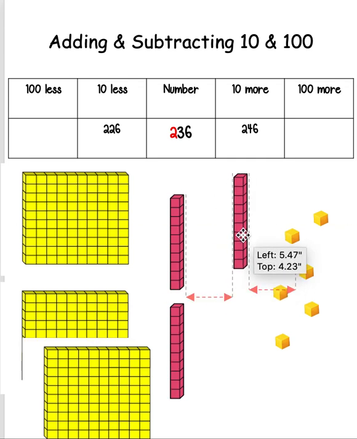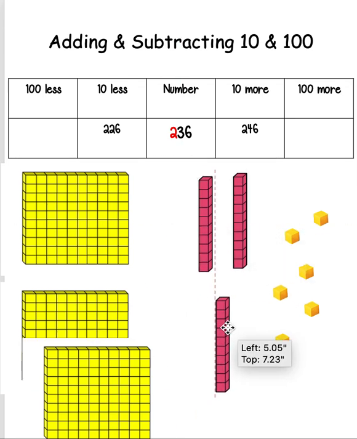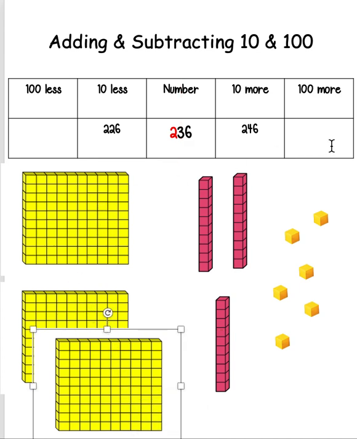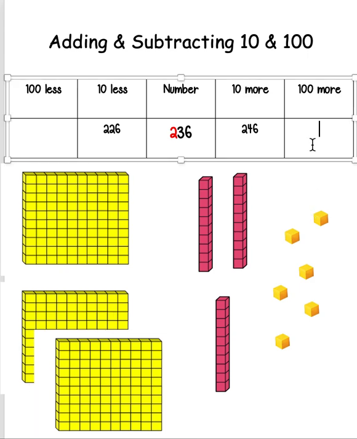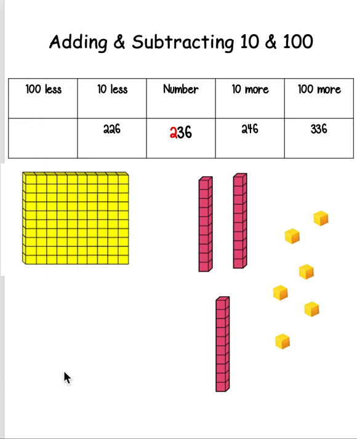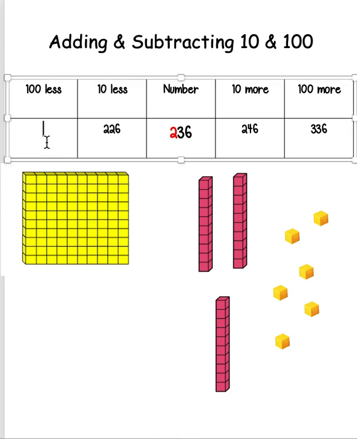Now this makes my number how much? How much do I have now? 336. Notice how again nothing happened to my tens and nothing happened to my ones. Okay? Back to our base number of 236. Now I want 100 less. So I'm going to go ahead and take away 100. Now I have 136.